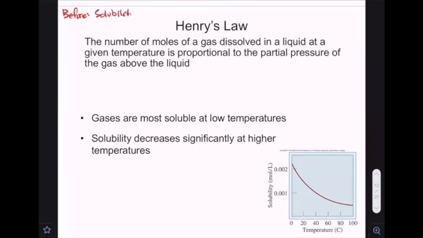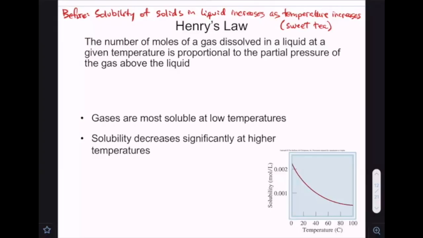Solubility of solids in liquid increases as the temperature increases. Just think about your sweet tea once again. Right? We make it with hot water, we don't make it with cold water. But now, think about your favorite carbonated beverage. You enjoy it cold. Why do you enjoy it cold?